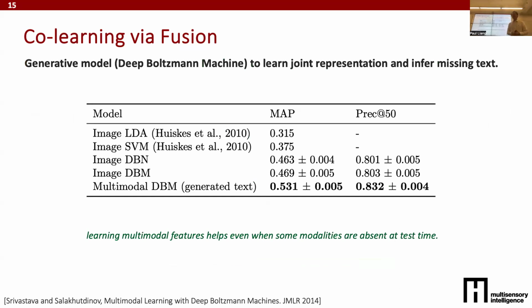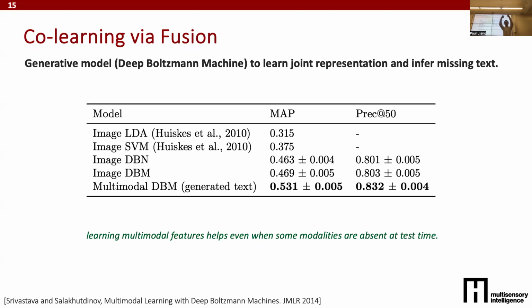Here's some other evidence. This is actually a very seminal paper called Multimodal Learning with Deep Boltzmann Machines from 2014. In this setting, it was also a fusion model. It's just that the fusion model they used was a deep Boltzmann machine. Maybe all of you are too young to know what that is, but it's an earlier class of generative models. Think of it as a precursor to these variational autoencoders. But the same idea remains.